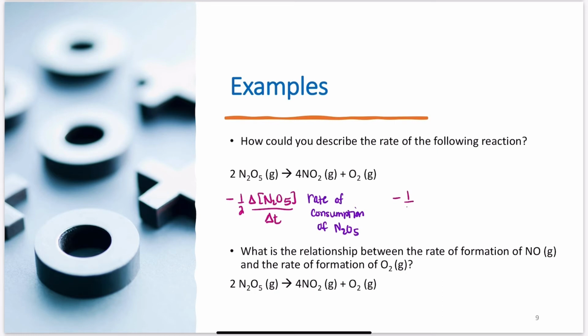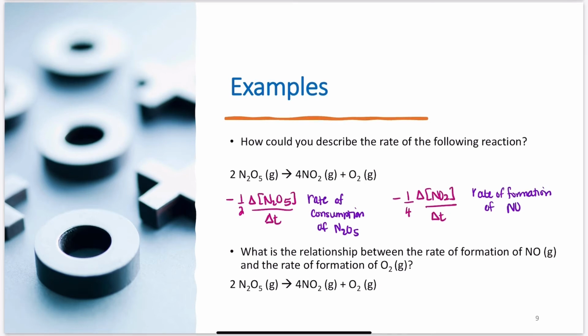You could also write negative 1/4 times the change in concentration of NO2 over change in time. This one is looking at the rate of formation of NO2. And we, of course, could talk about the rate of production of oxygen as well. We could say the change in concentration of O2 over change in time. And this, as I just said, is looking at the rate of formation of O2.